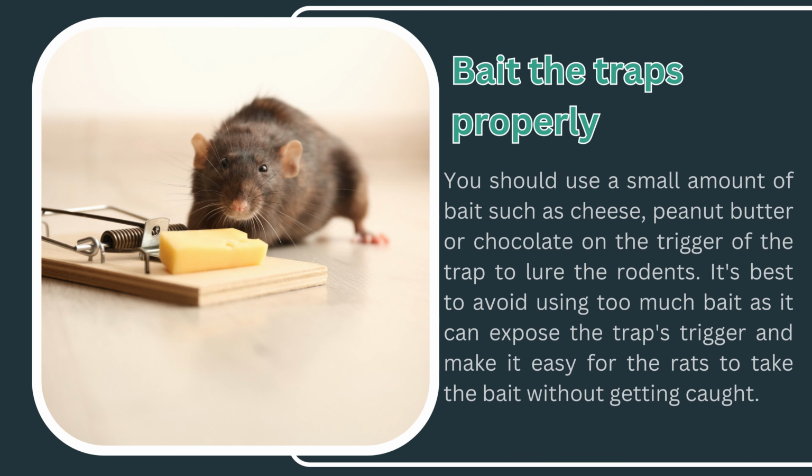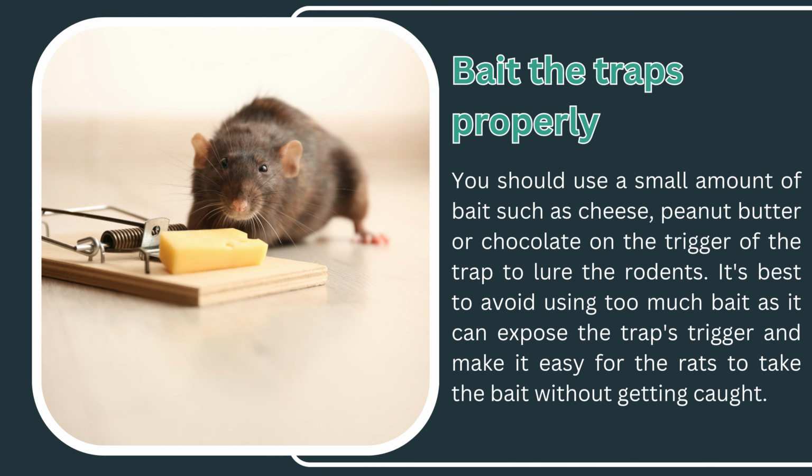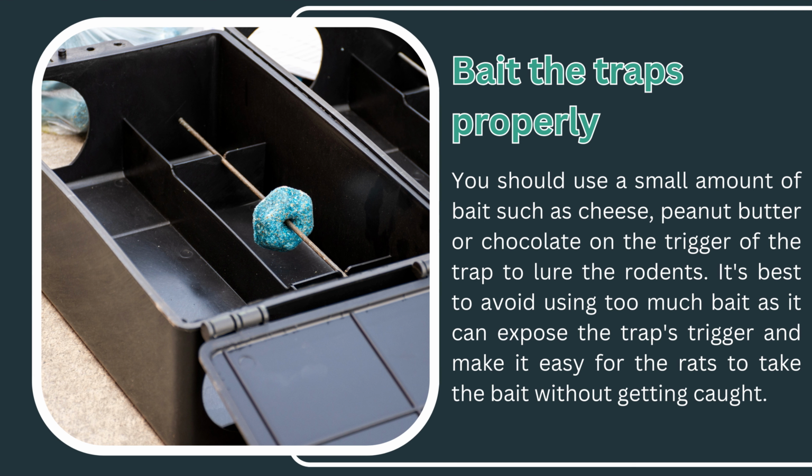Properly baiting the traps is also vital. You should use a small amount of bait, such as cheese, peanut butter, or chocolate, on the trigger of the trap to lure the rodents. It's best to avoid using too much bait, as it can expose the trap's trigger and make it easy for the rats to take the bait without getting caught.